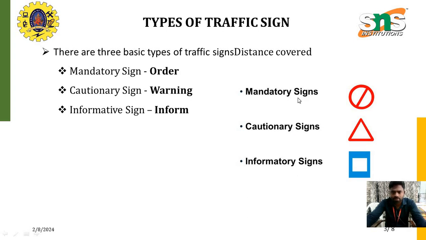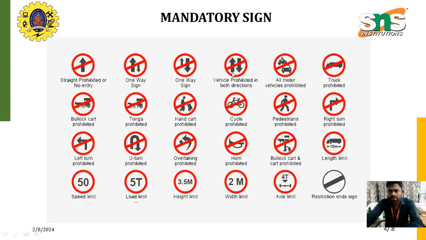You see here we have the signs. Mandatory signs mean it is a completely restricted area, for example one way, two way. These things are completely restricted. The next one is the cautionary sign, and the next one is the informative sign. Here it is the mandatory sign. As we have already discussed, the mandatory sign is strict. It is like an order or command.